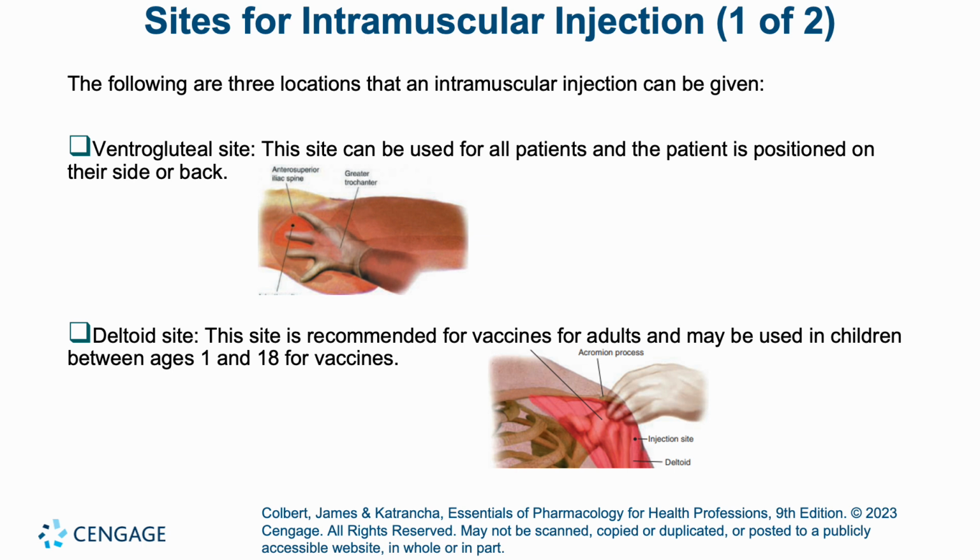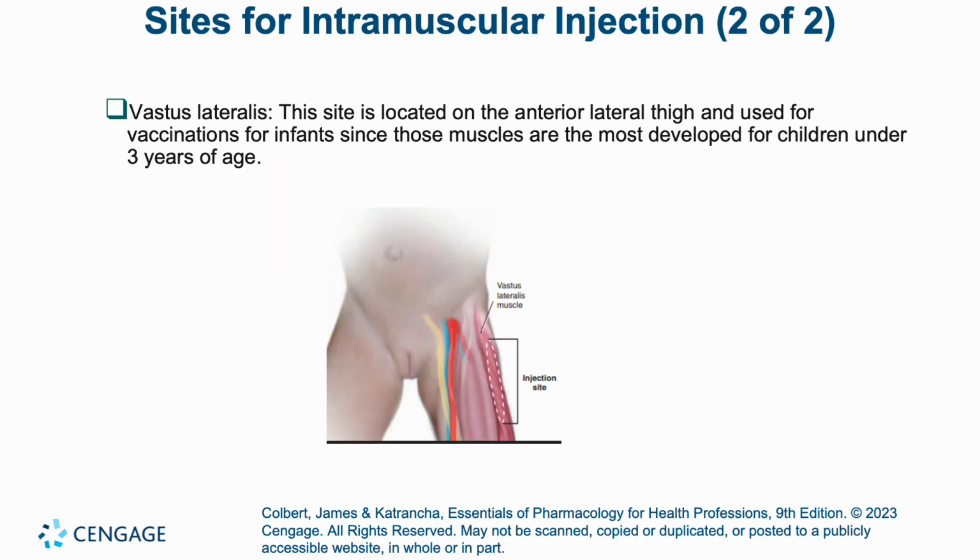And not just vaccines can go in this spot. Pretty much most IMs, most intramusculars, except you do have an mL limit because it's not as big of a muscle as the other 2. And so if you have a large amount of fluid, that's not a site that you're going to want to choose. The last site for injection is the vastus lateralis.